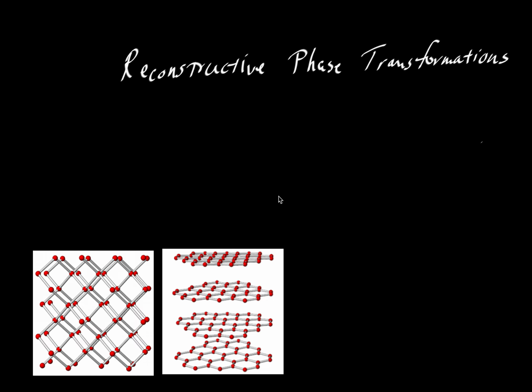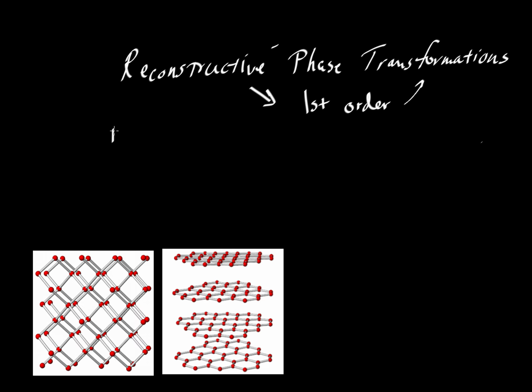When one polymorph turns into another, there are a couple of ways in which that transition can happen, and one of the ways is referred to as a reconstructive phase transformation. Another name for this is a first order transformation, in which we're going to take the bonds and rip them apart.